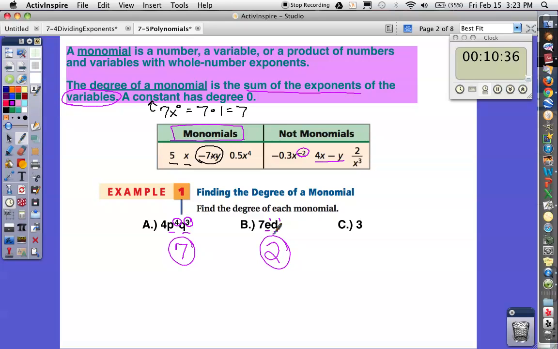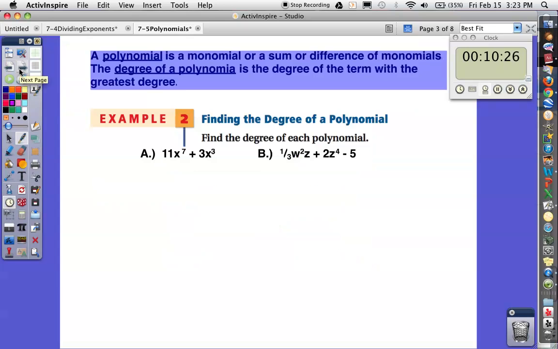We know a constant has a degree of 0. Okay? So you'll be practicing more of those later, but these are degrees of monomials. We can also find the degree of a polynomial. And a polynomial, guys, is a monomial or a sum or difference of monomials. Basically, it's just more than one. A monomial means one term. A polynomial can have more than one term.